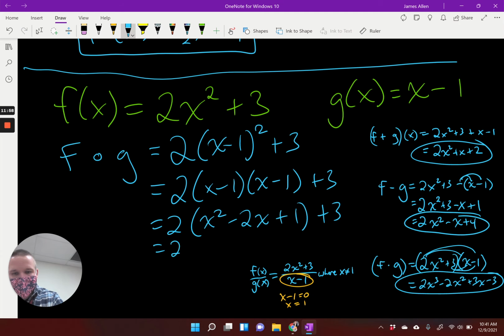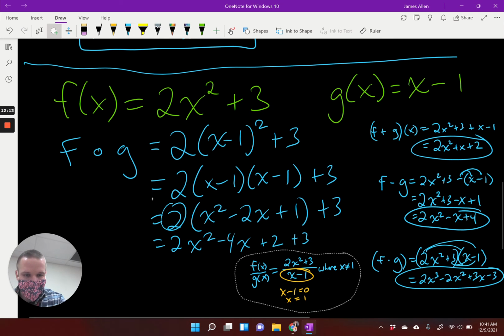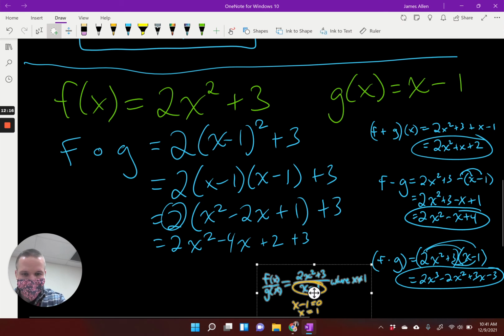So now I've got 2x squared, if I'm distributing that 2 out front, minus 4x plus 2 plus 3. And then my final answer here, I'm going to combine those two.